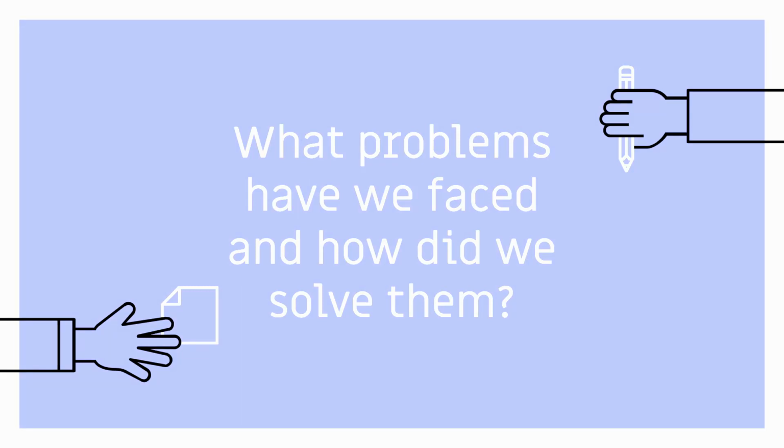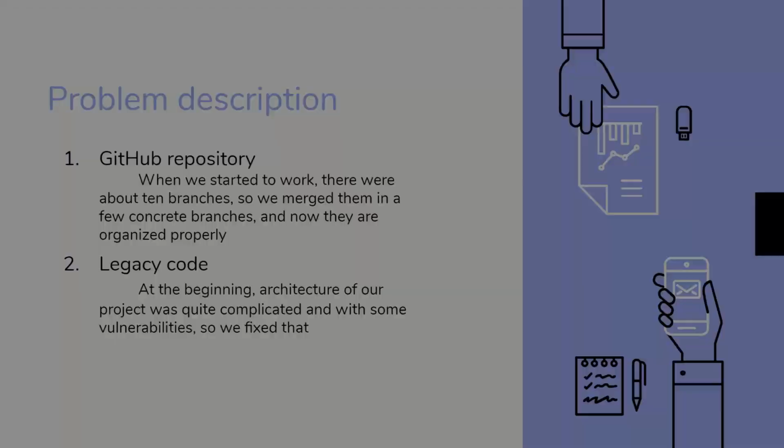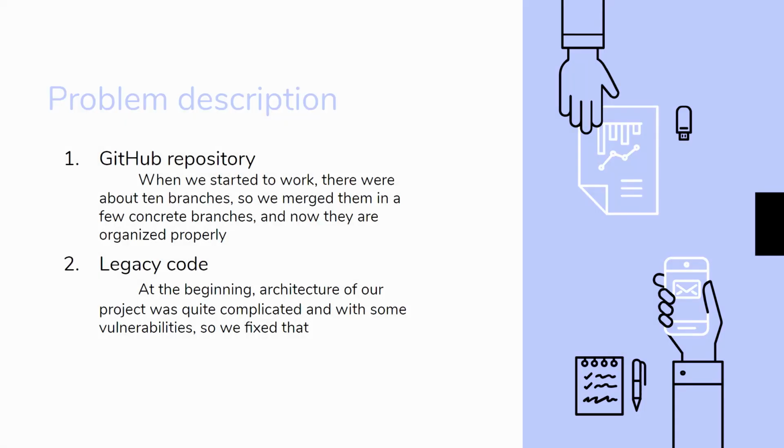Now, of course, we live in 3 dimensions, so we had problems. And they're all about legacy. The first one is our GitHub repository. There were about 10 branches, we merged them and named legacy, and now we only have 4 useful branches. The second one is about our code architecture, and we fixed that problem too, so now we have no such problems.